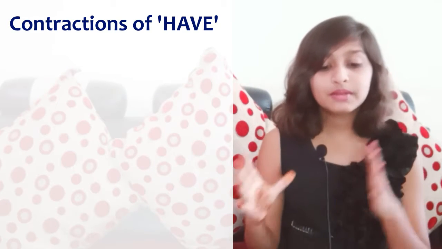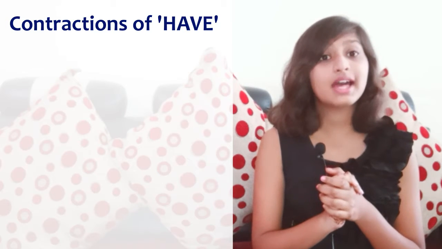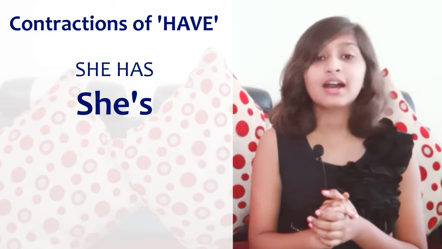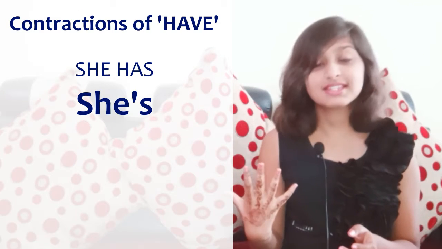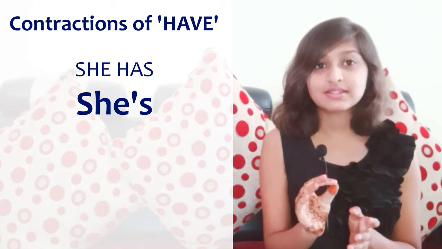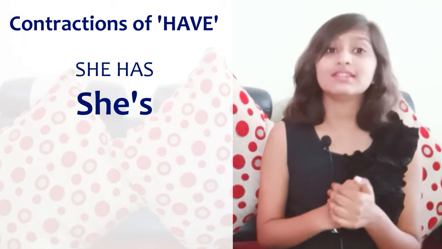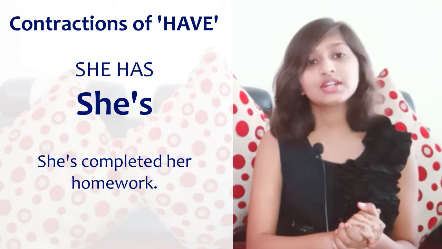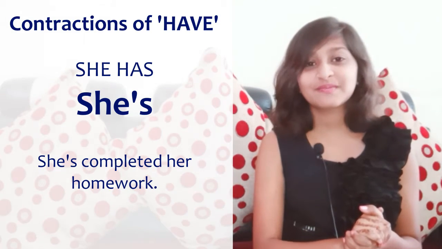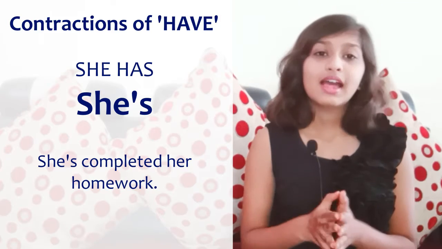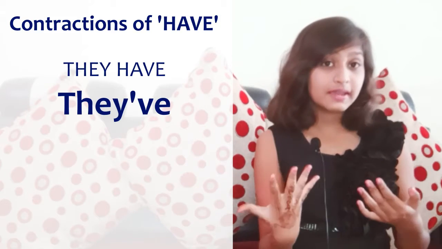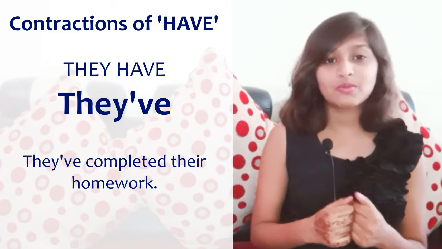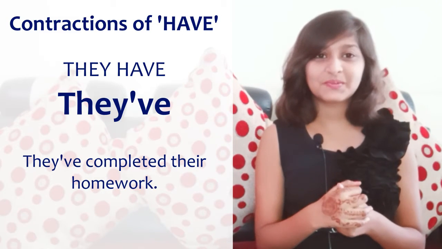For third person singular nouns we use the verb has. And we also have a short form of has, like for example, she has reduces down to she's, or he has reduces down to he's. For example, she has completed her homework, she's completed her homework, or he's completed his homework. And there is also a contraction called they've, which is the short form of they have. They've completed the homework, they have completed their homework.